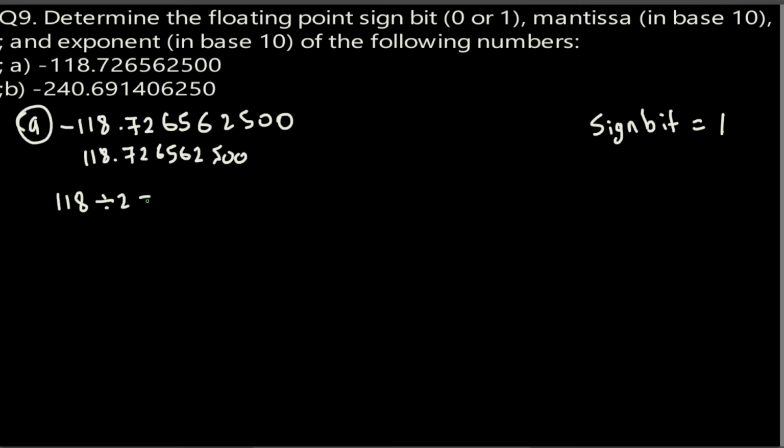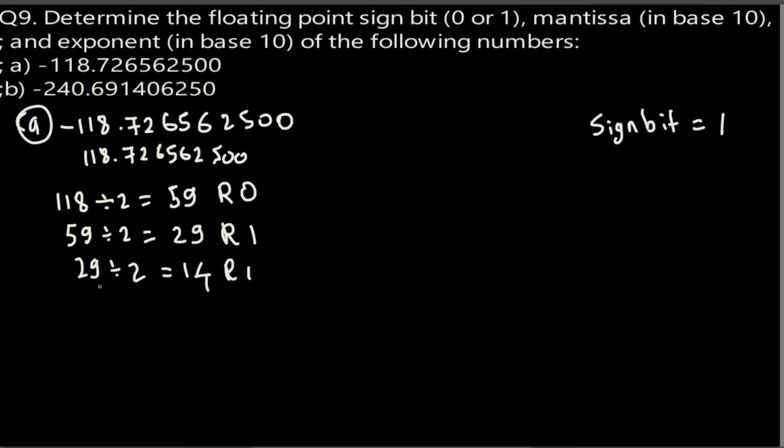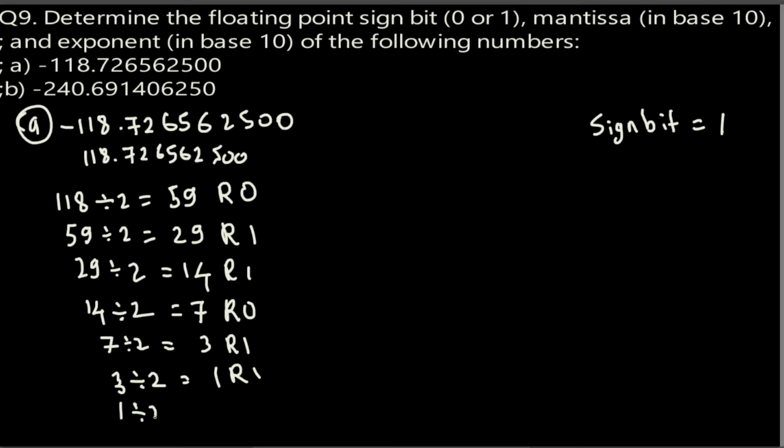118 divided by 2, that gives us 59, and the remainder is 0. And then 59 divided by 2, that is 29, and the remainder is 1. And 29 divided by 2, that is 14, and the remainder is 1. And then 14 divided by 2, that is 7, and the remainder is 0. And then 7 divided by 2, that is 3, and the remainder is 1. And then 3 divided by 2, that is 1, and the remainder is 1. And then 1 divided by 2, that is 0, and the remainder is 1.